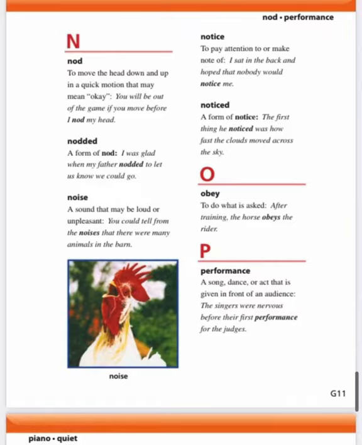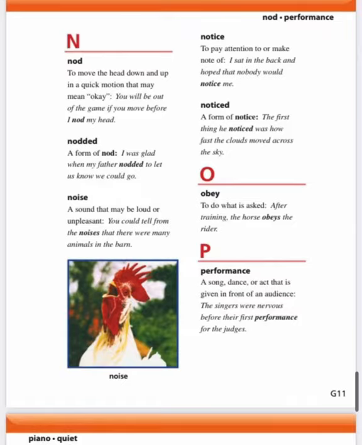Nod. To move the head down and up in a quick motion, that may mean okay. You will be out of the game if you move before I nod my head. Nodded, a form of nod. I was glad when my father nodded to let us know we could go.